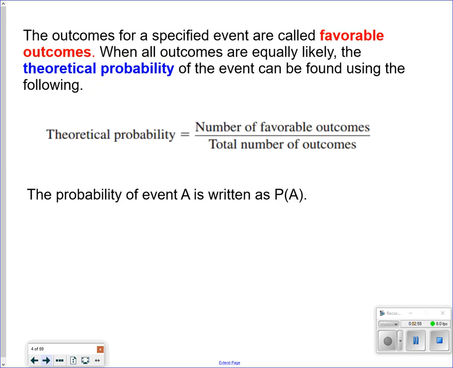The outcomes of a specified event are called the favorable outcomes. So when you put a fraction together for a theoretical probability, the number of favorable outcomes goes on top and the total number of outcomes goes on bottom. So the probability of event A is written as P of A. This is the little notation that you write. So P of A is the number of outcomes that are favorable compared to the number of total outcomes that there are.